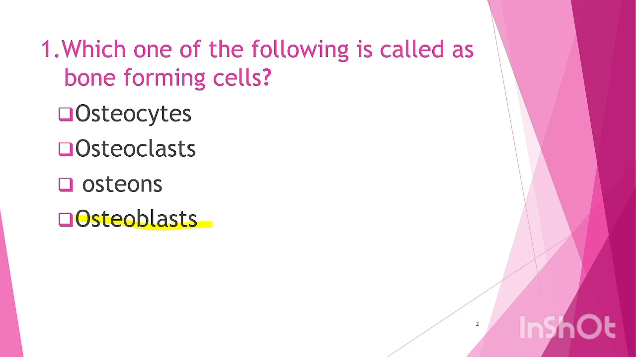The osteoblasts are known as bone forming cells, whereas the osteocytes help in bone remodeling and maintenance of calcium and phosphate levels in the bone. The osteoclasts break down bone tissue and help maintain bone health, whereas osteons are the functional component of the compact bone and help in bone modeling and response. So hence the answer is osteoblast.